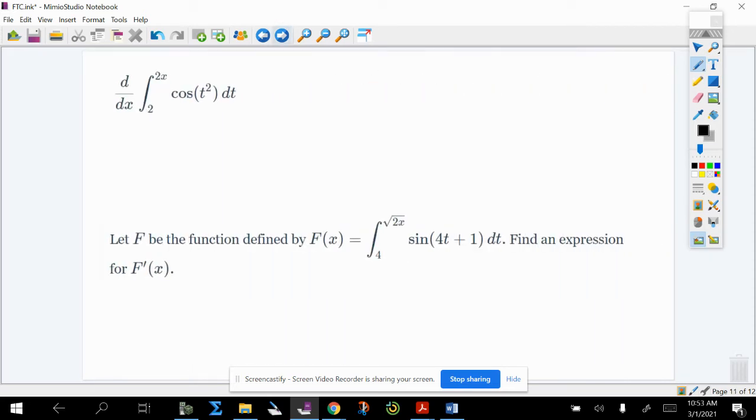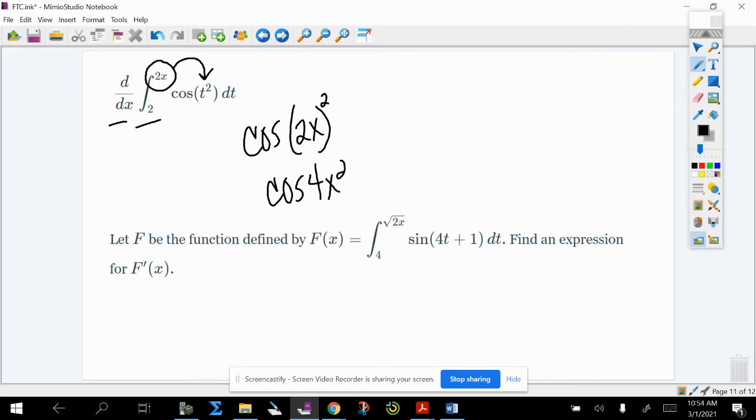This was some of the ways that Delta Math presents it. Some of them are presented just like the two that I just did, where you'll have this derivative symbol, you'll have your integral symbol, you are replacing your t with your variable boundary. So you'll have the cosine of 2x being squared. So I am going to square that out and say that's the cosine of 4x squared. And then you are multiplying by the derivative of the boundary, which is 2. Again, I don't need to worry about this constant at the bottom because the derivative of it will be wiped out. It will be 0.